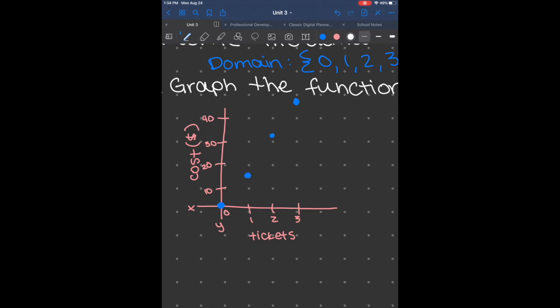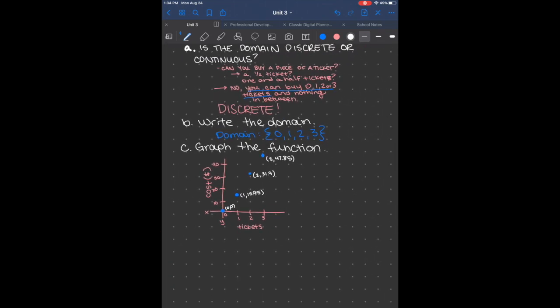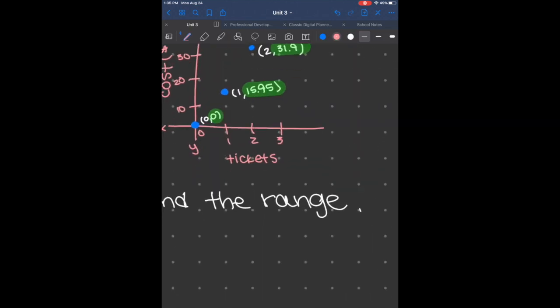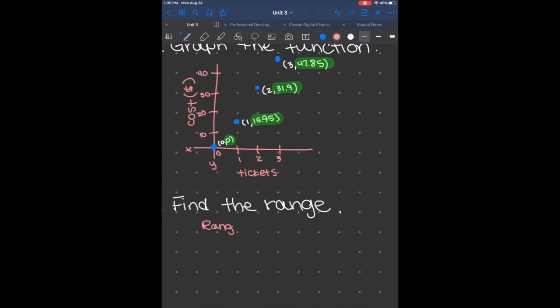So we have the points 0, 0, 1, 5.95, 2, 11.90, and 3 would cost you 17.85. So the last part, we're going to write the range. So that's going to be our y values. So that's going to be a list with our squigglies around it of 0, 5.95, 11.9, and 17.85.